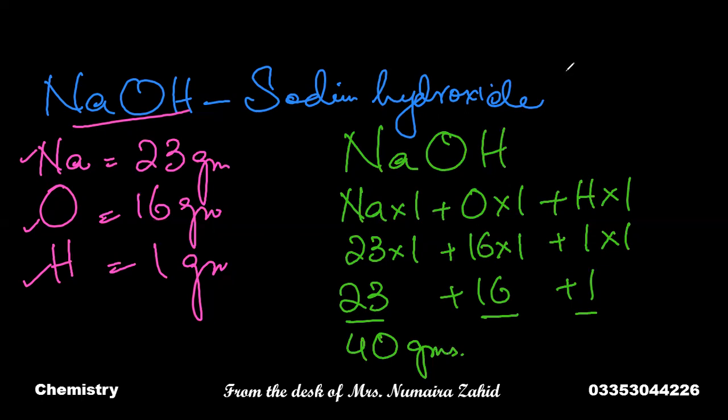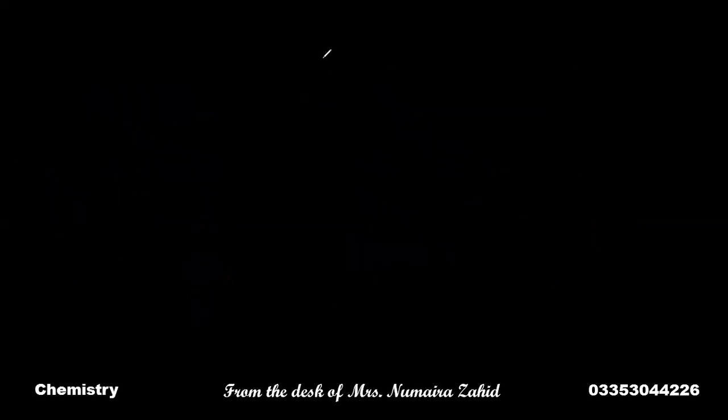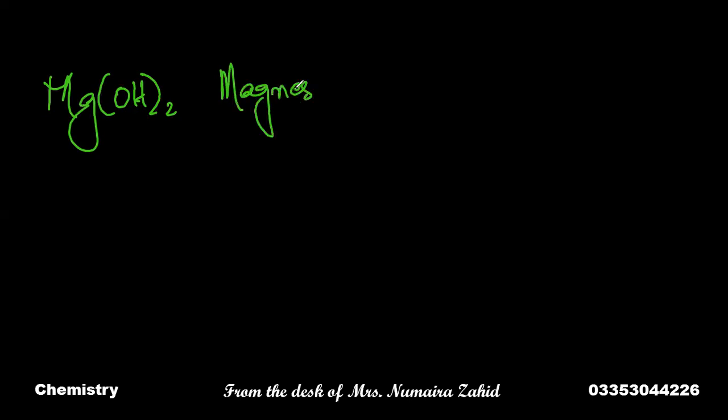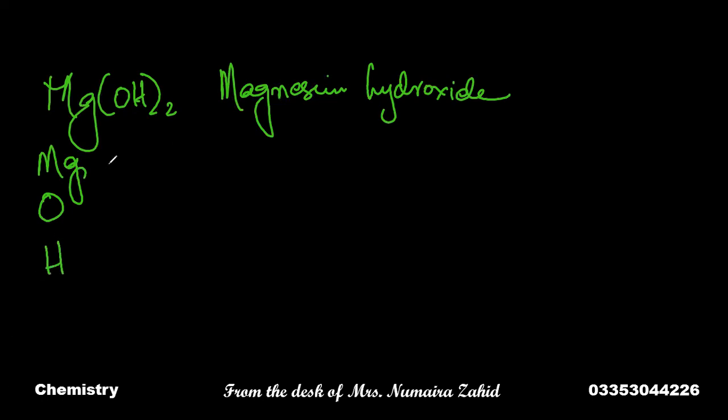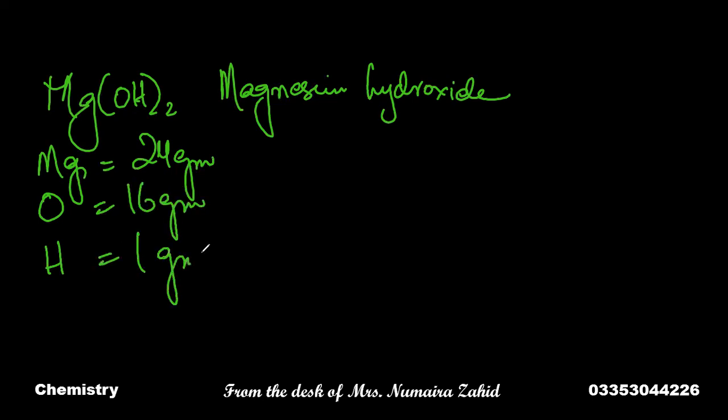Okay. The last example I'm going to include in this lesson is, we can say, magnesium hydroxide. It is again a base. So if we want to find out the molar mass of magnesium hydroxide, we are finding what are the elements which are present in this substance. So the molar mass of magnesium is 24 grams. For oxygen, it is 16 grams. And for hydrogen, it is 1 gram.